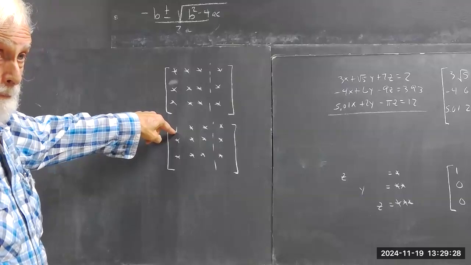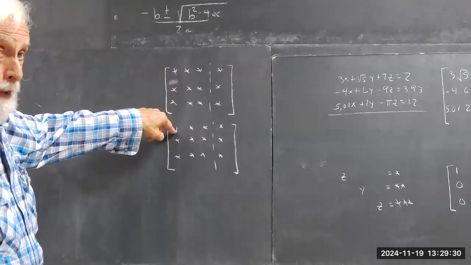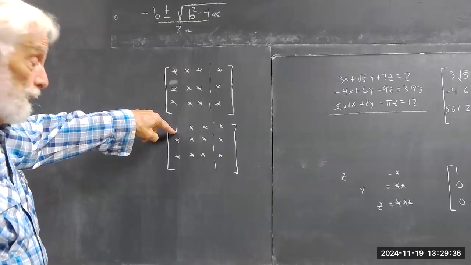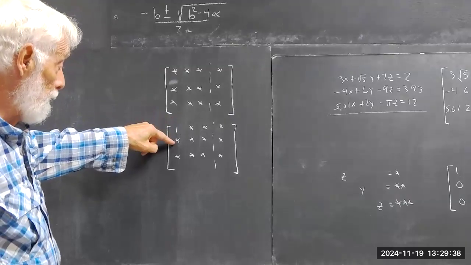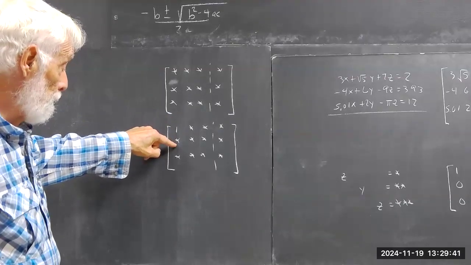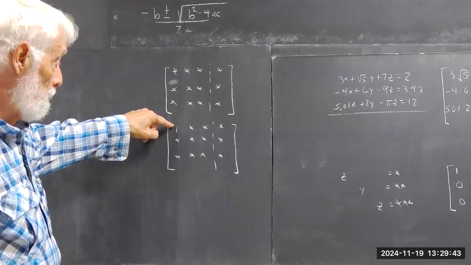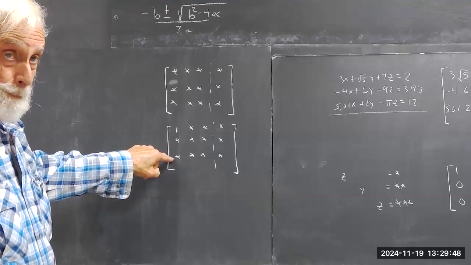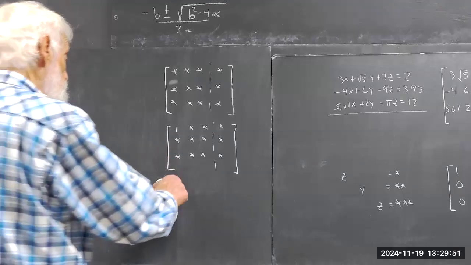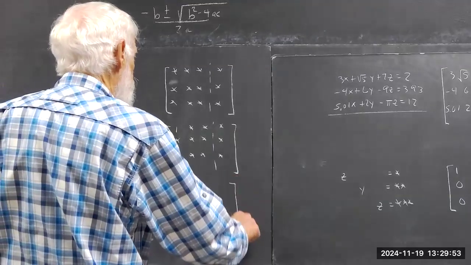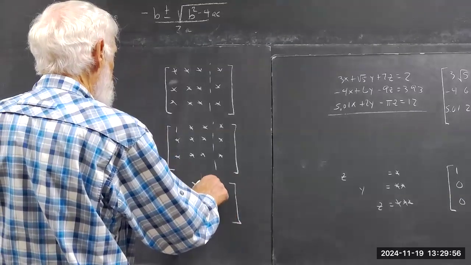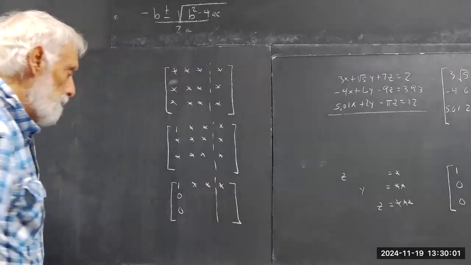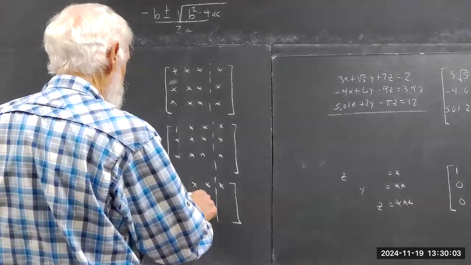Once you have a 1 here, it's really easy to see what multiple of the first row you add to the second row to get a 0 here, and what multiple of the first row you add to the third row to get a 0 here. Because the next thing you're going to want is to get the form to go to this. You want to get 2 zeros here.